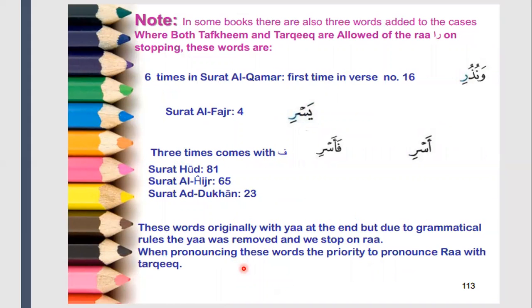The last thing that I want to discuss here: in some of the books, there are 3 words added to this case, which are tafkhim and tarqeeq on the ra. Here you have these cases where they originally were with the ya at the end. So there was originally a ya. Due to the grammatical rules, the ya had to be removed. So we are now stopping on this ra. So you can make it tafkhim or tarqeeq, but here it says the priority is to pronounce the ra as tarqeeq.